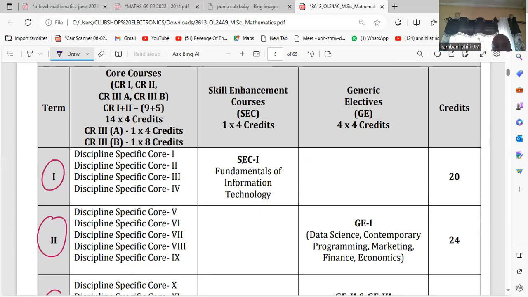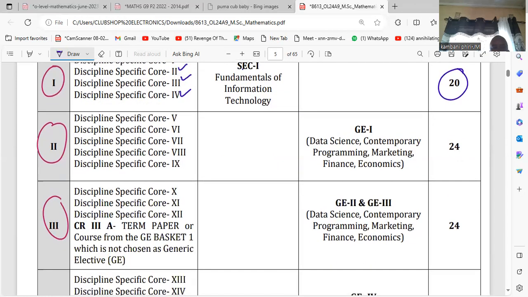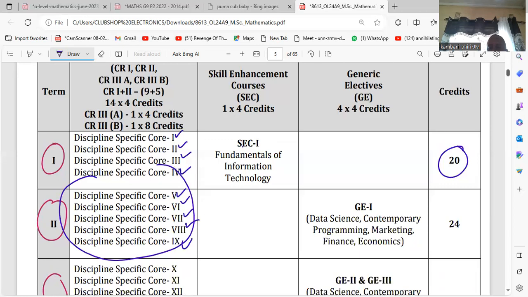But you're going to take these 1, 2, 3, 4 core courses, which they call discipline-specific core. These are core courses that you need. Plus, you pick one skill enhancement course, which is fundamentals of information technology. So you have 5 courses, and you get 20 credits. Then in the second semester, you have 5 core courses, meaning everyone pursuing a Master of Science in Mathematics will have to do them. But in the skill enhancement column, there's nothing.